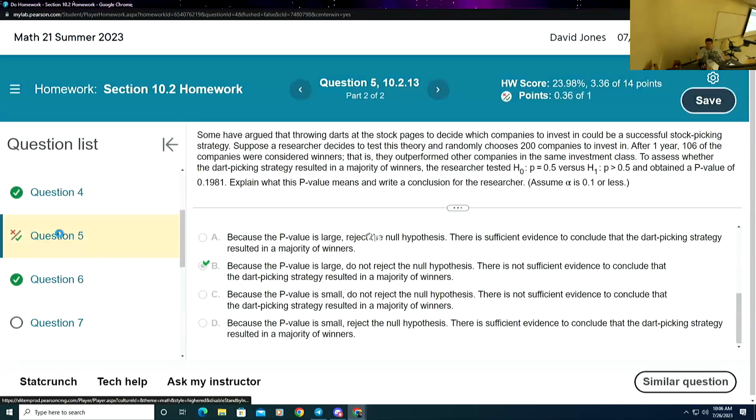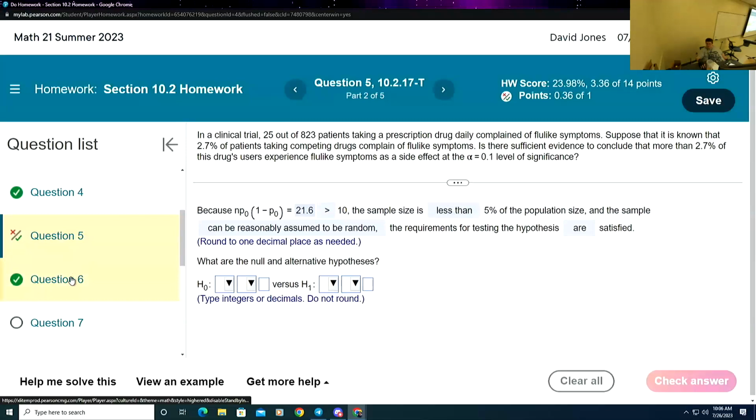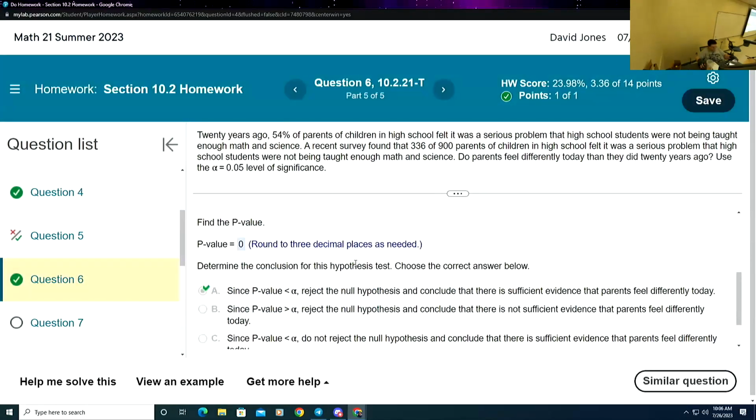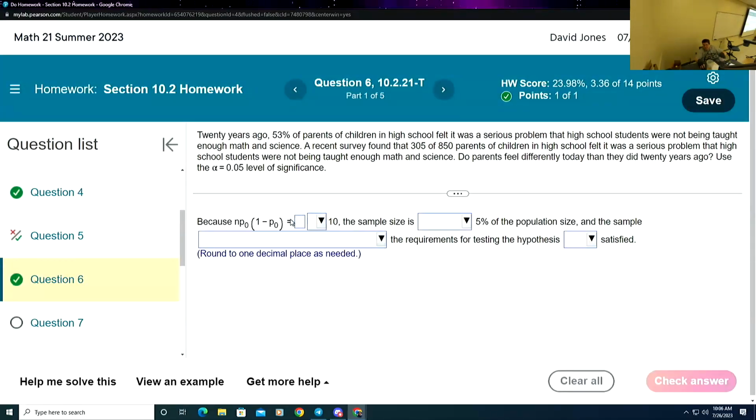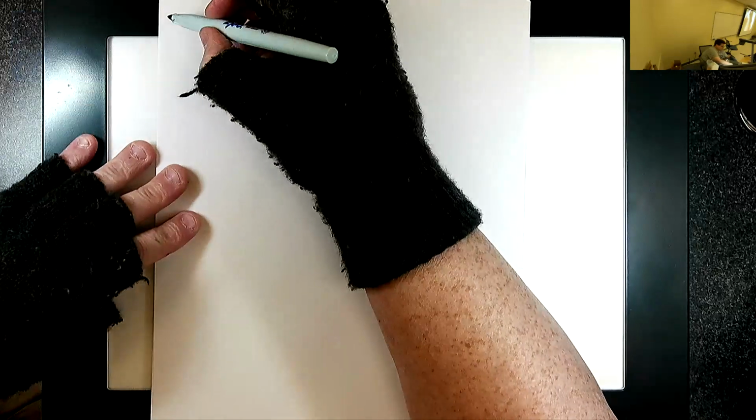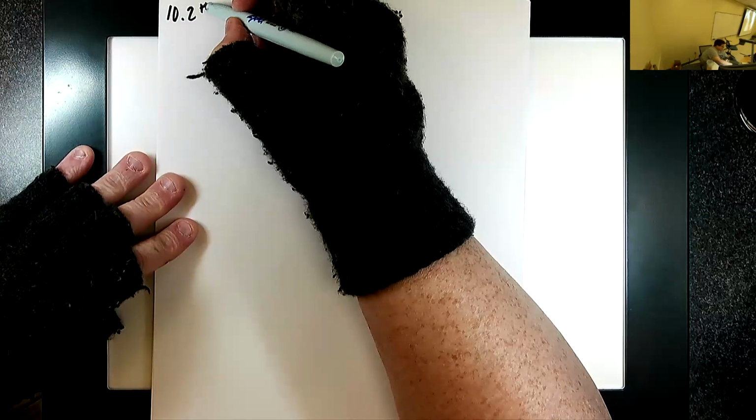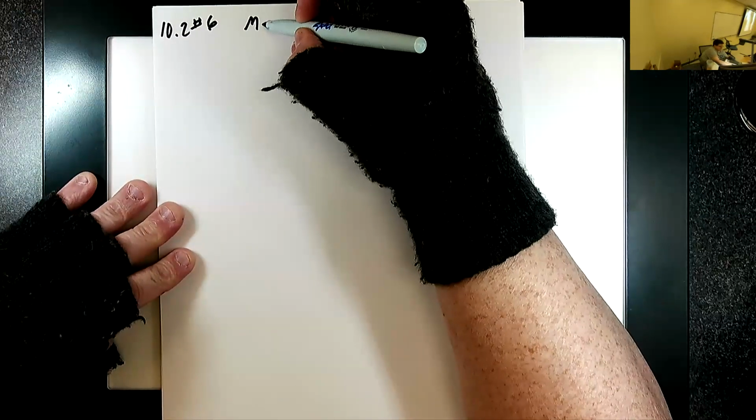All right. I'm going to go to number 6. Number 5 and number 6 are about the same. They ask the same thing. And I didn't want to go through 5 and finish it. All right, so number 6, let me bring the document camera back up, and write down what it's talking about. 10.2, number 6, is about math and science in school.